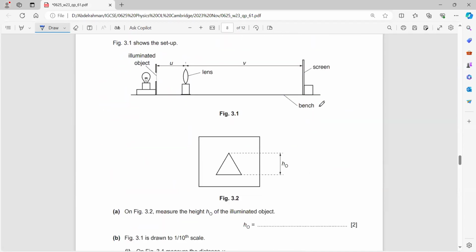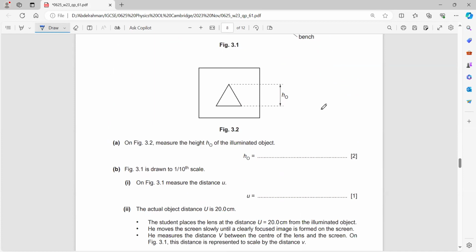Moving on to this question. I have a lens, an illuminated object, and a screen. It asks me to measure the height h naught of this object. When we measure the height of this object, what should it be? It will be around 1.5 centimeters. If you printed out the exam and measure this height, it probably will be a bit less.